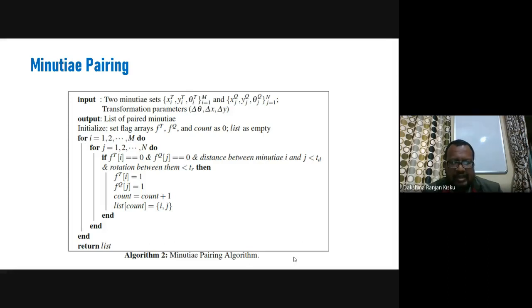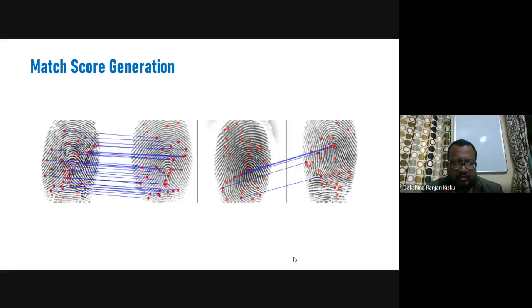That means after having a set of paired minutiae points in the list, the list will be returned, and this list will represent the true minutiae match pairs. Here you can see that the true matchings are represented by the correspondence straight lines, the blue straight lines. Here you can see two different pairs of fingerprint images, and red marks represent the minutiae points. Between two sets of minutiae points, true pairing has been made, and this true pairing will represent the true match between the two sets of minutiae points.